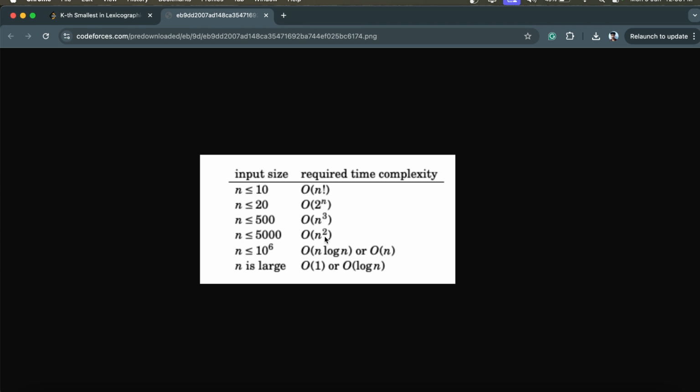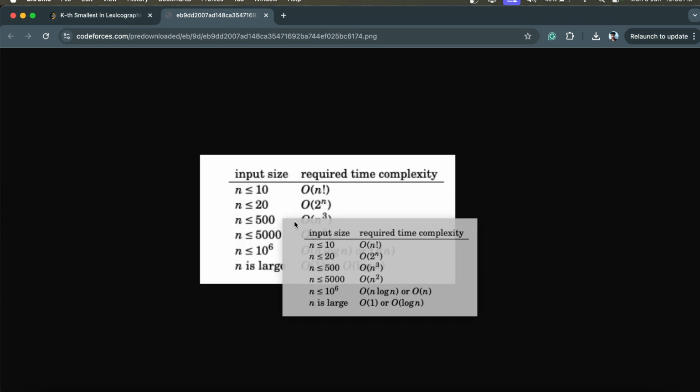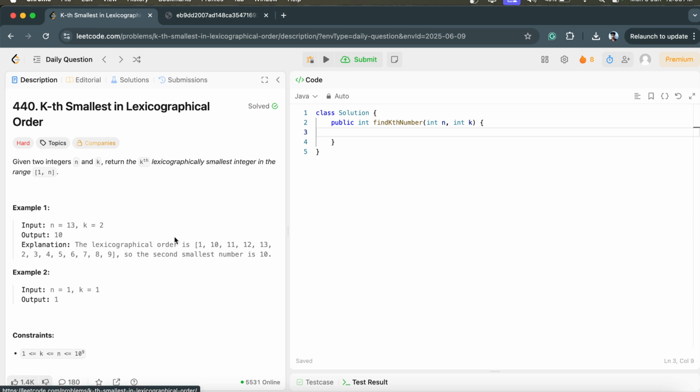Okay, if it is less than 10 to the power of 6, we have to think that it should be like n log n, or even we have to write the solution sometimes in big O of n. But if it is larger, then we have to definitely go for time complexity which is going to be log n, or even a constant one. Yeah, this is something we have to remember every time when we try to solve any problem.